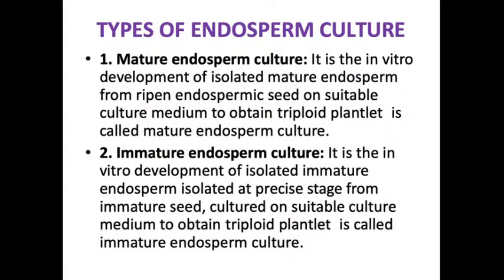There are many different types of endosperm culture. First is the mature endosperm culture. It is the in vitro development of isolated mature, ripe endosperm of a seed on a suitable culture medium to obtain a triploid plantlet. Immature endosperm culture is the in vitro development of isolated immature endosperm, isolated at a precise stage from immature seeds, cultured on a suitable culture medium to obtain a triploid plantlet.